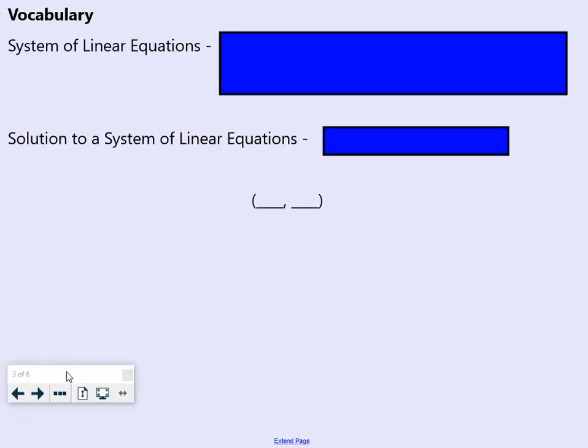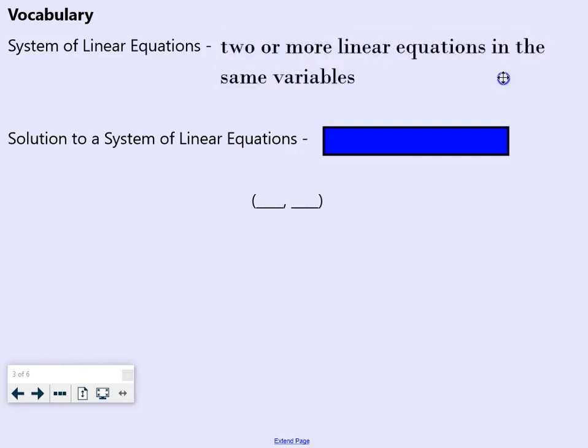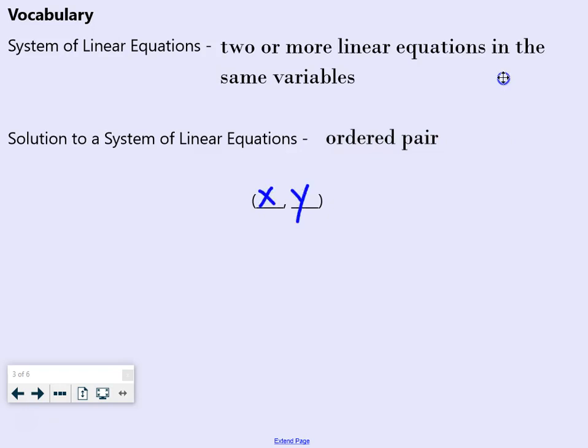Now let's cover the new stuff, systems of linear equations. 2 or more linear equations in the same variables. Solution to a system of linear equations is an ordered pair or a coordinate point, x, y. Make sure you get that written down on your paper.